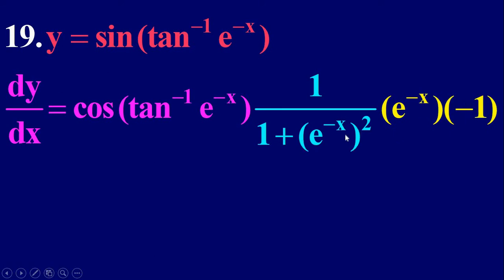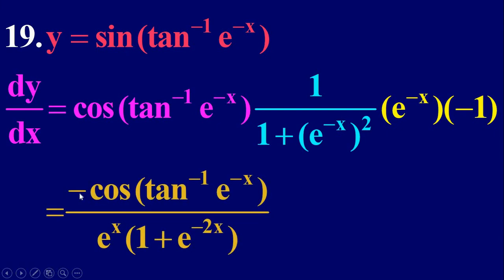So therefore when we simplify we get minus cos of tan inverse e to the power minus x divided by 1 plus e power minus x whole square. Minus 2x, e power minus x can be written as 1 by e power x. So here it is minus cos tan inverse e power minus x divided by e power x into 1 plus e to the power minus 2x.